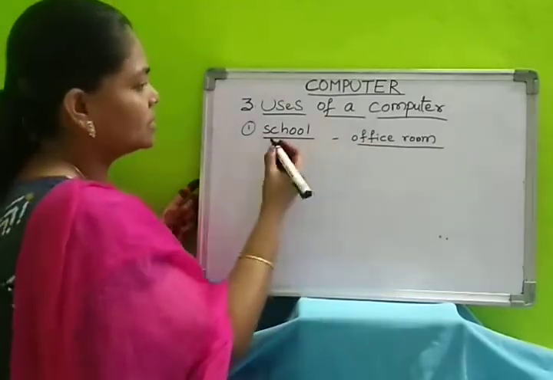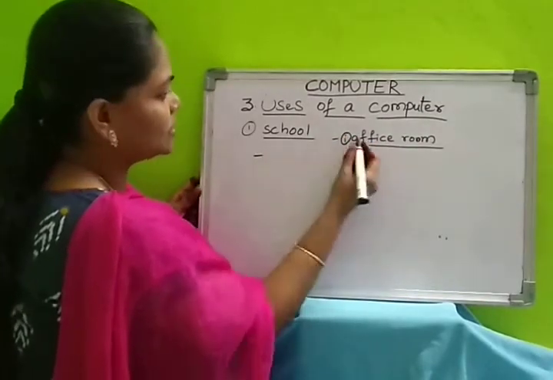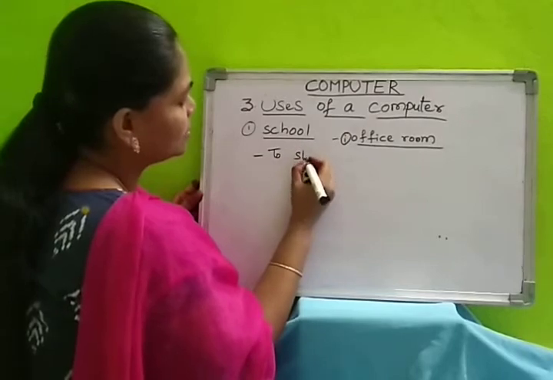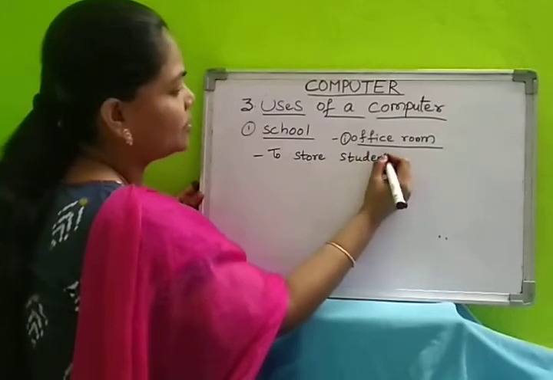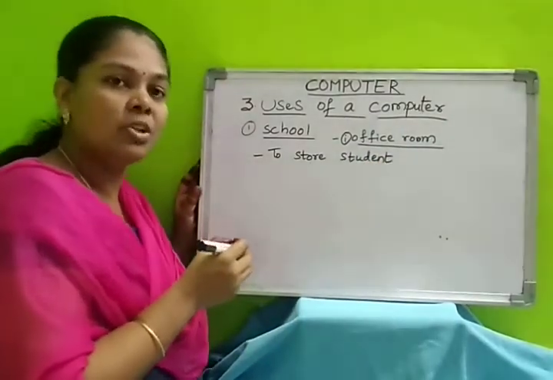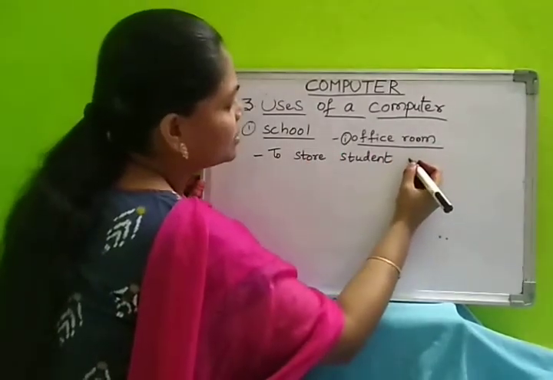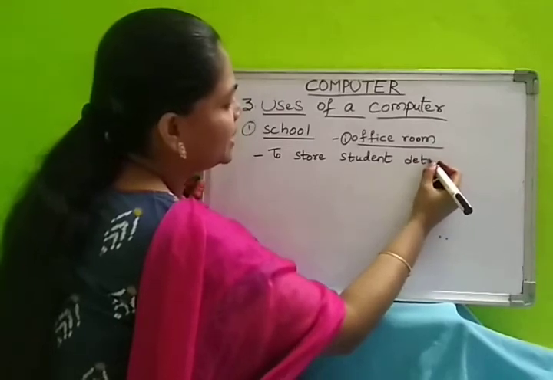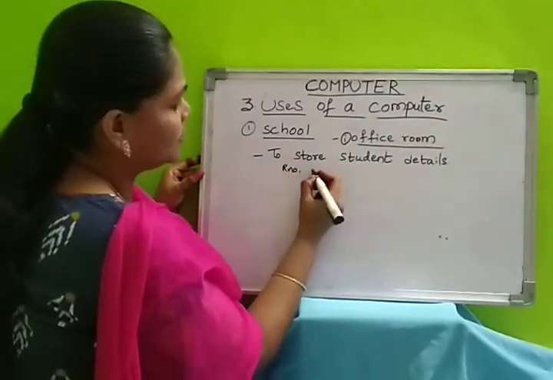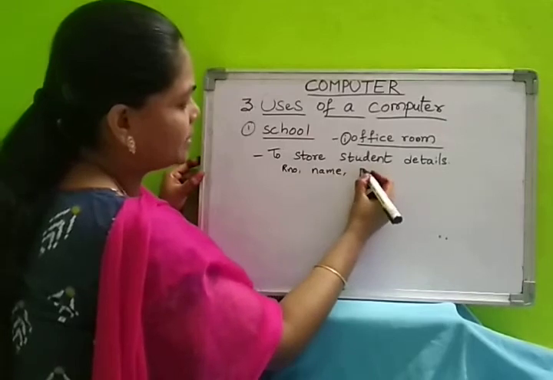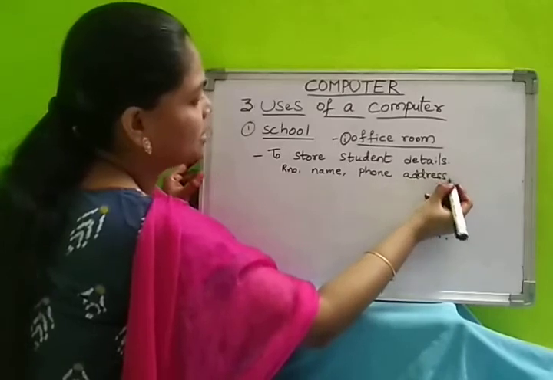So what are the uses of computer in a school? In office room we use. Why? What is the use there? To store student information like your roll number, your name, your parents' name, your parents' phone number, your address. We will store all those in a computer to store student details. Right, your roll number. What's your roll number? Your name. Okay, your phone numbers. What's your address? All those we will store in that system.